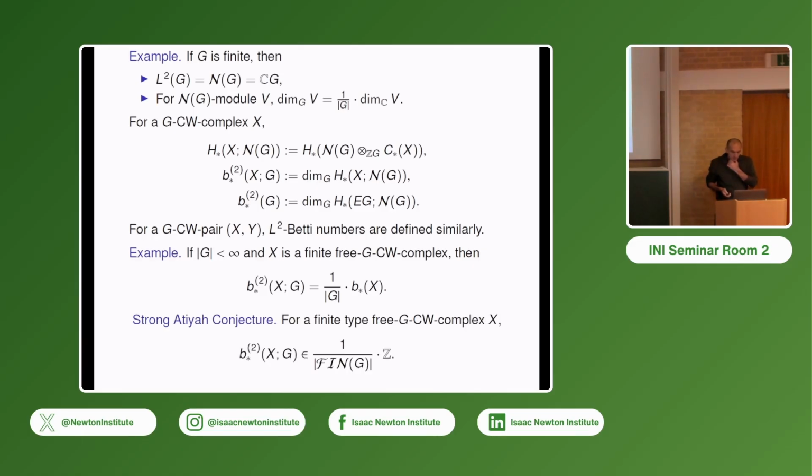Now there is an important conjecture, which is the Strong Atiyah conjecture, that says that for a finite type free G-CW complex X, meaning that it has finite skeleton in each dimension, the L2 Betti numbers are in this additive subgroup of Q, where you're allowed to divide by the orders of the finite subgroups appearing in G. So this represents all possible orders of finite subgroups appearing in G.